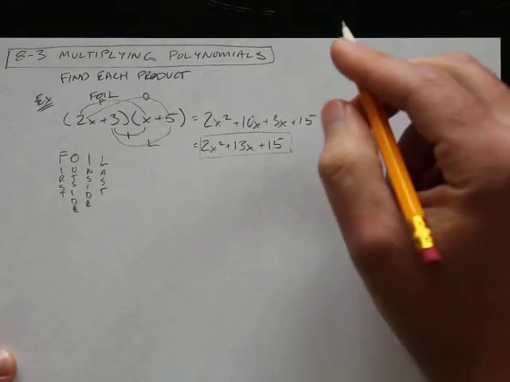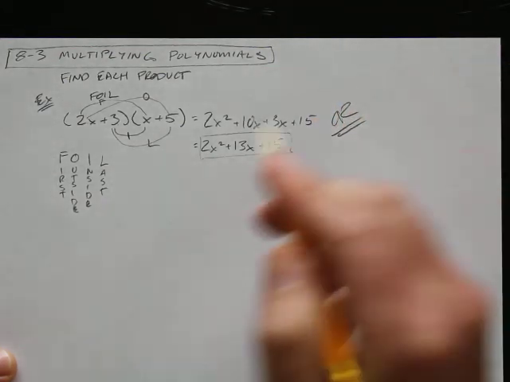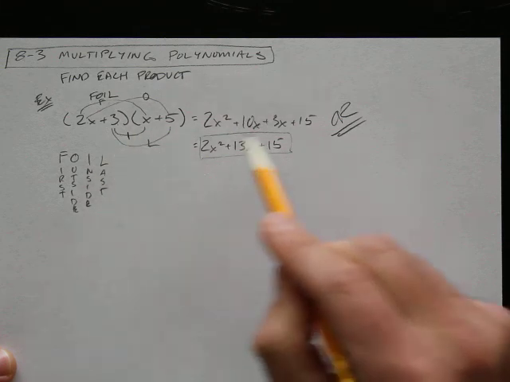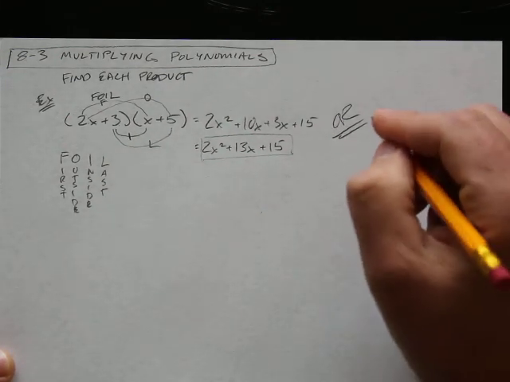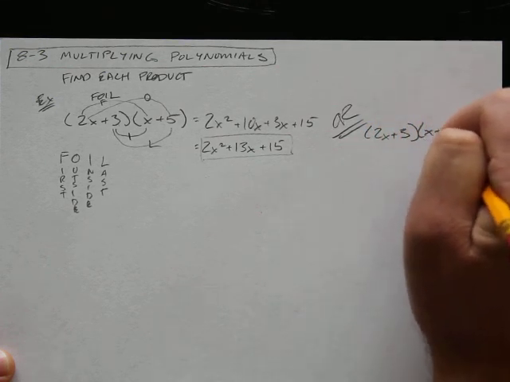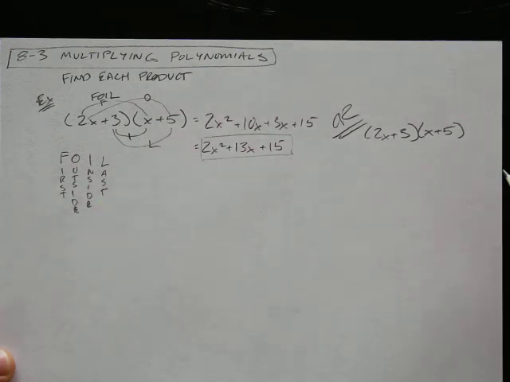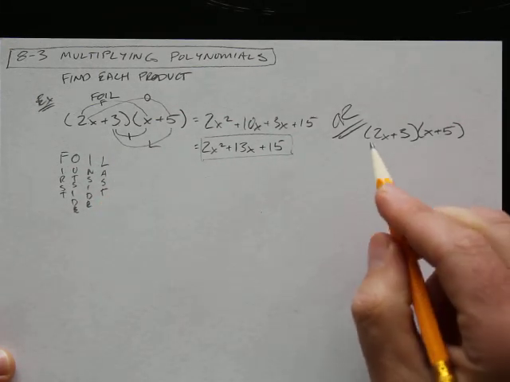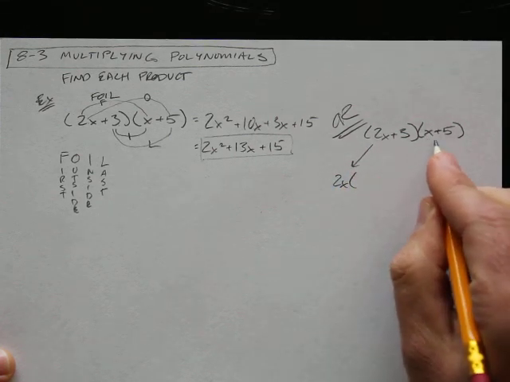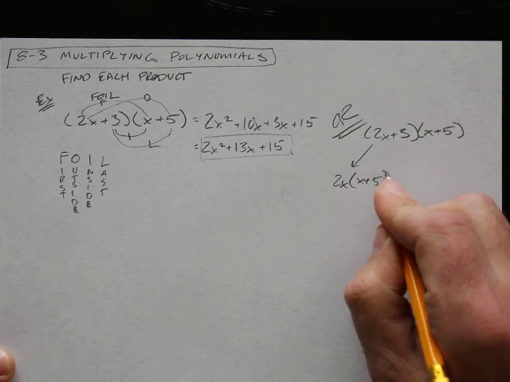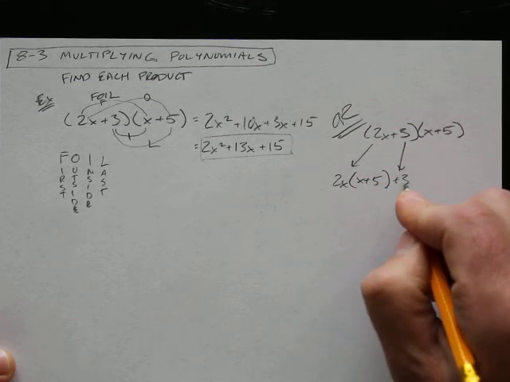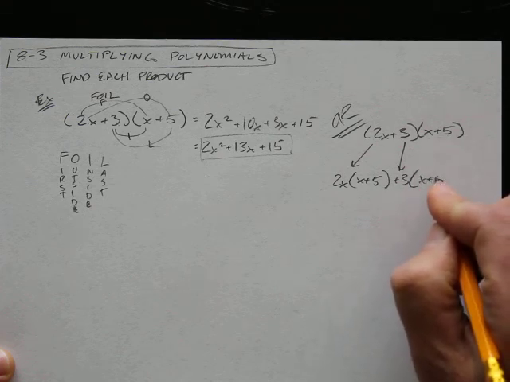Now there's another way to do this. We will continue using FOIL, but there's another way to do this as well. So if I start with 2x plus 3, x plus 5, the same two binomials that I'm multiplying together, now what I can do is take this term, 2x, and multiply it by this binomial, x plus 5, and then add. If this was subtraction, then I would subtract 3 times x plus 5.